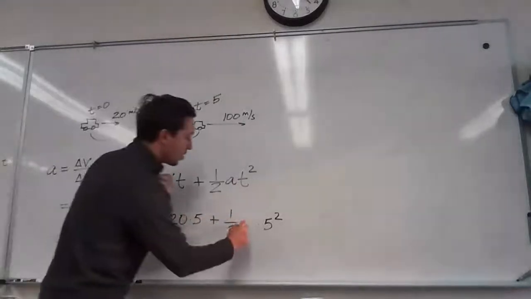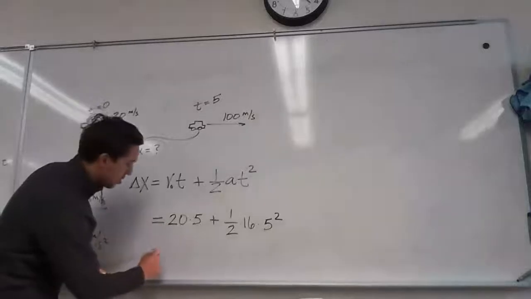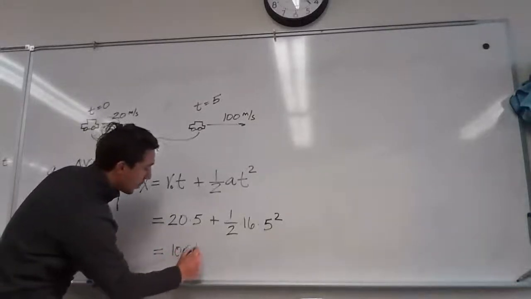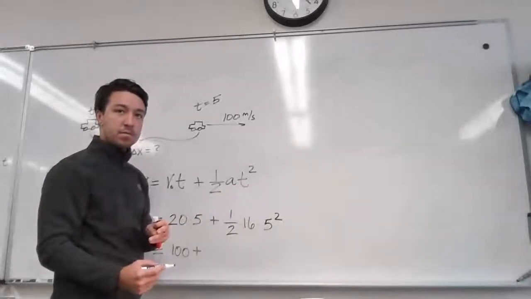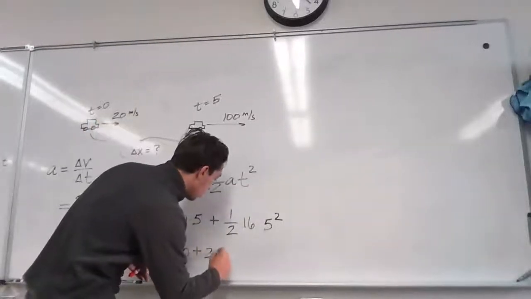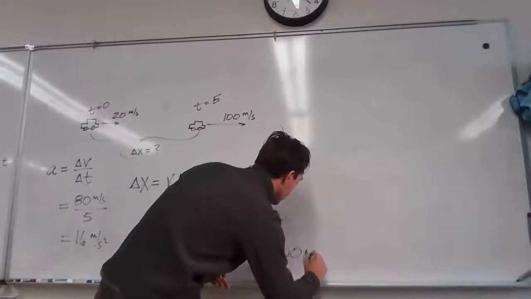Okay, so now I've got 100 plus 8 times 25, right? That's 200. So you get 300 meters.